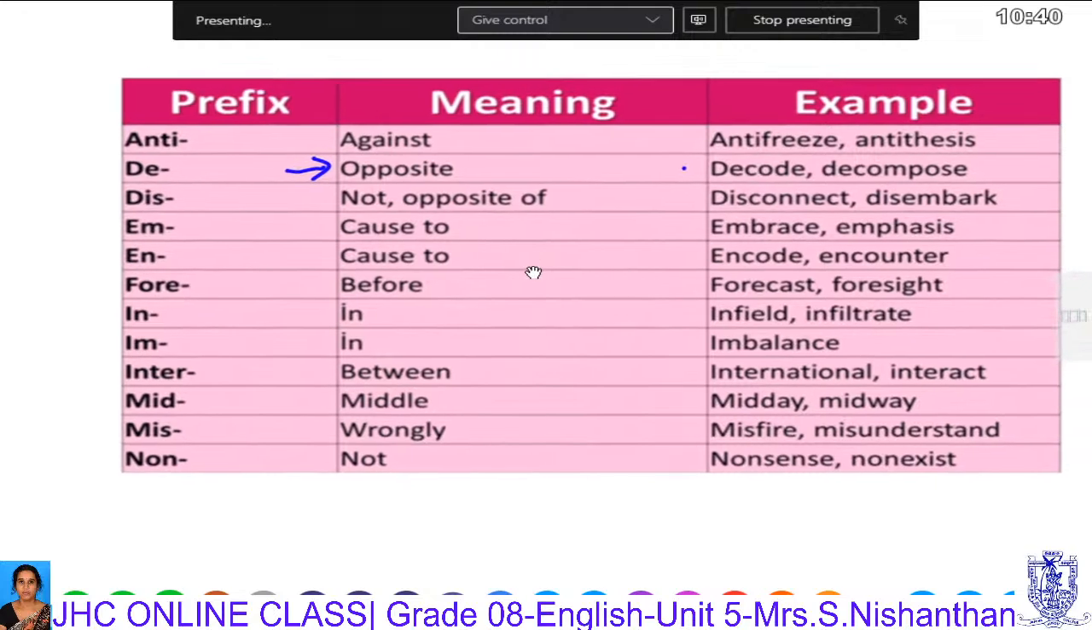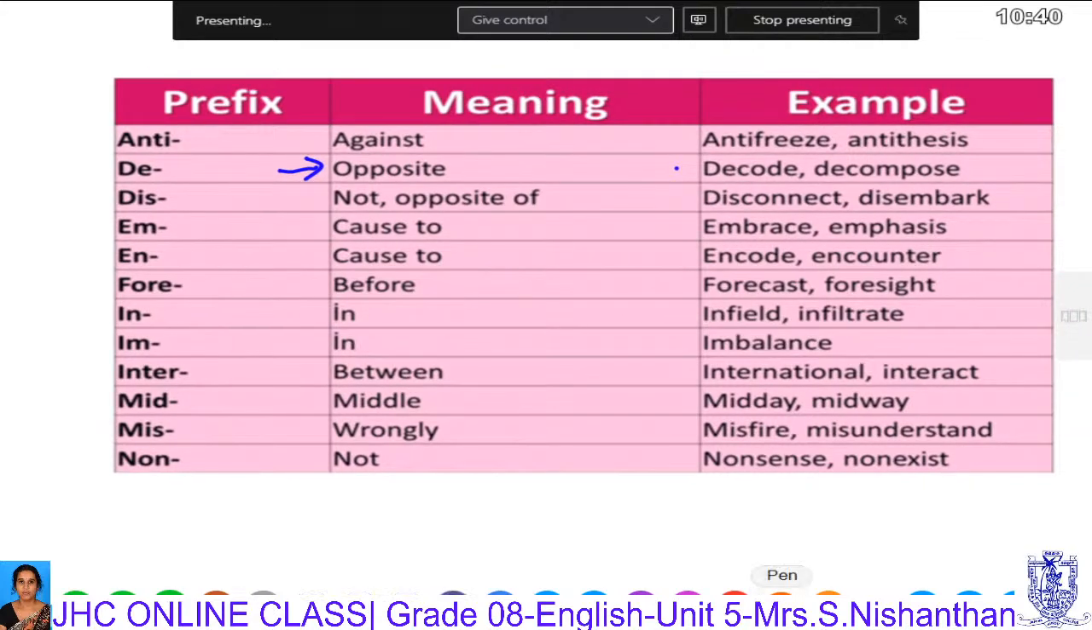And fore means before. Forecast, foresight, forehead, right? Before. And in: infield, infiltrate, the meaning also in, right? Im: imbalance, the opposite or not. Imbalance, right? Inter means between, international, interact, like that.